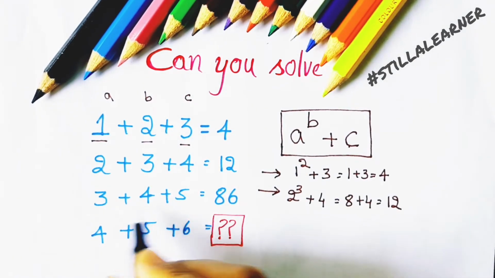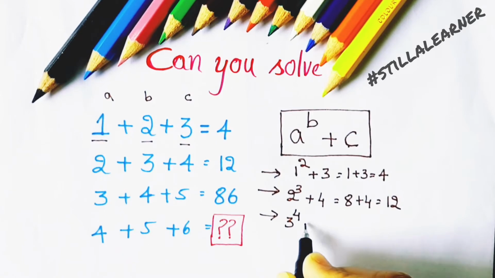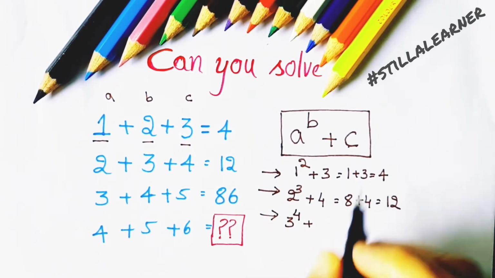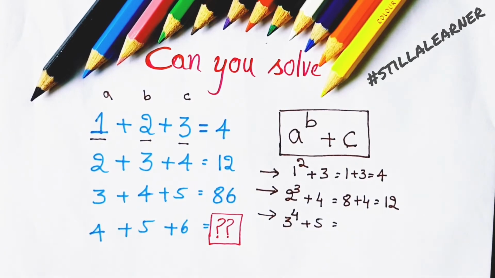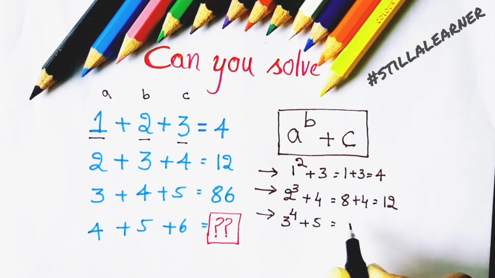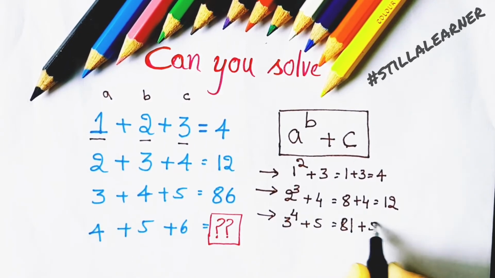Let's check the third one. A as 3, B as 4, that is 3 to the power 4 plus C as 5. So 3 power 4 is nothing but 3 3s are 9, 9 3s are 27, 27 3s are 81, plus 5, means we have to add 5 to that. So the total is 86.